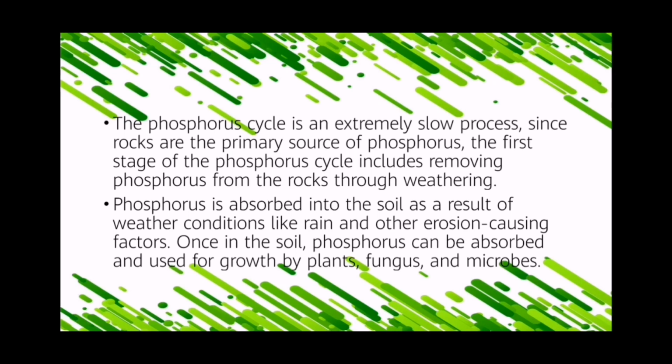Human activities such as agriculture and the use of fertilizers can disrupt the natural phosphorus cycle by introducing excessive amounts of phosphorus into water bodies, leading to eutrophication and harmful algal blooms. So overall, the phosphorus cycle is essential for maintaining the availability of phosphorus, a crucial nutrient for all living organisms, and it highlights the interconnectedness between different Earth systems.